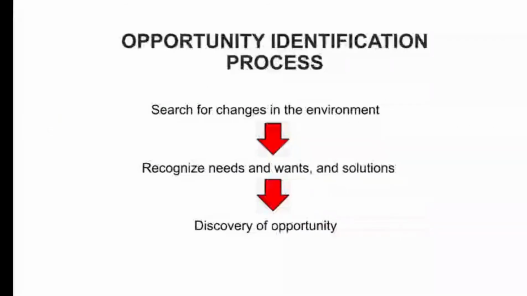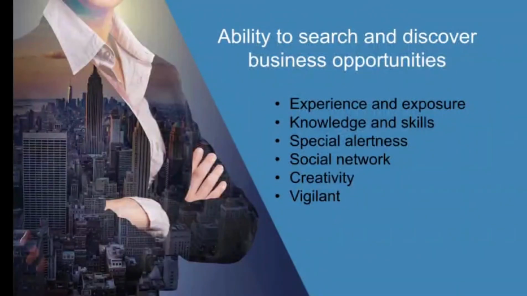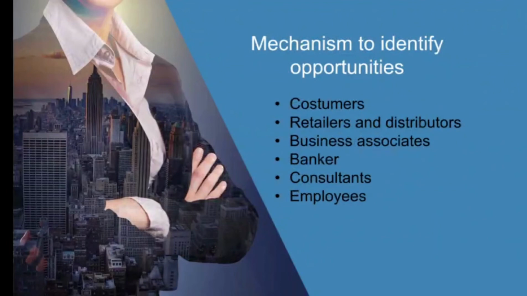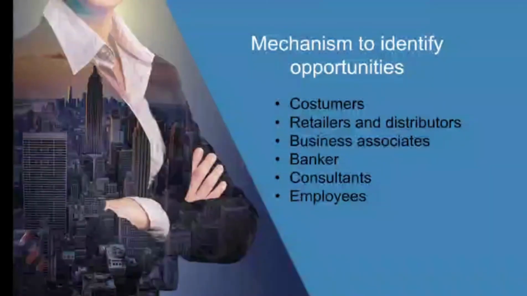So here is the opportunity identification process. First is the search for changes in the environment. Next is to recognize the needs and wants and solutions. And last is the discovery of opportunity. The abilities for searching and discovering business opportunities include experience and exposure, knowledge and skills, special alertness, social network, creativity, and vigilance. The mechanisms to identify opportunities are customers, retailers and distributors, business associates, bankers, consultants, and the employees.